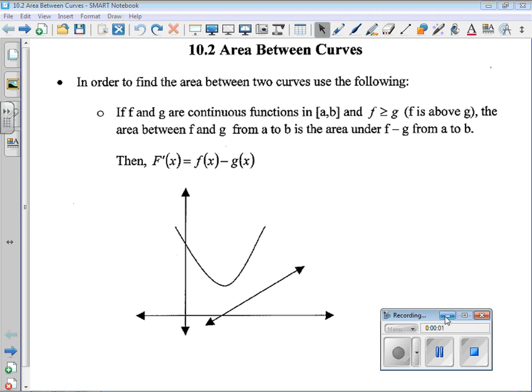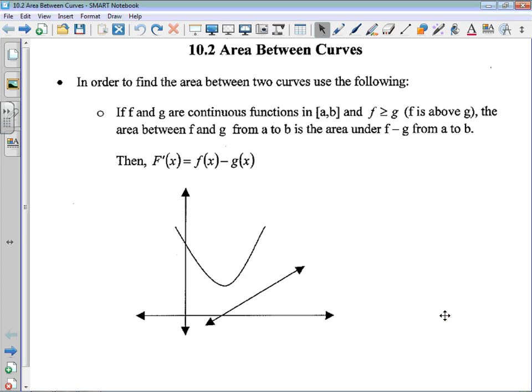This is 10.2, area between curves in SynMath 31. When we talk about the area between two curves, what we're going to do is use the information, or the ability from 10.1, which allowed us to find the area underneath curves. We're just going to make the definition a little bit clearer.